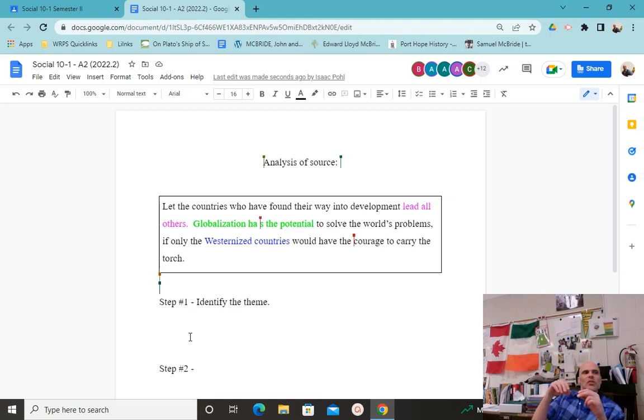Within the source, they use the term world's problems as the issue. This is literally the problem of globalization. Unfortunately, that language is quite vague. So it leaves the reader the necessity to infer what that phrase implies.